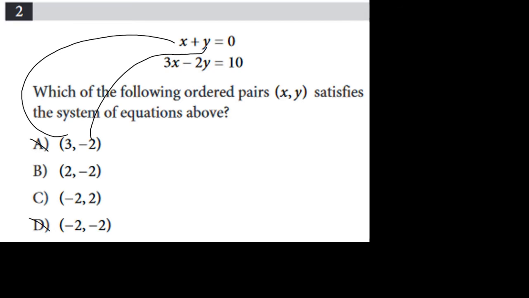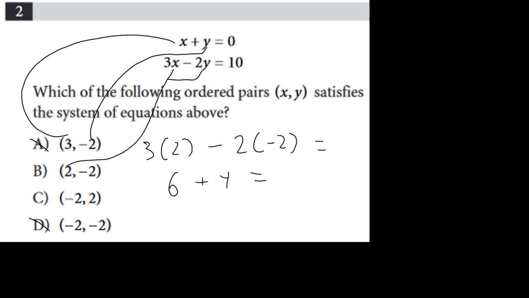So from here, we have to try to plug this in, the B, into these two over here. So if we're going to plug in 3 times 2 minus 2 minus 2, let's see what we get. So 3 times 2 is 6, minus 2 times minus 2 is plus 4, and that equals 10. So we know the answer choice is B.